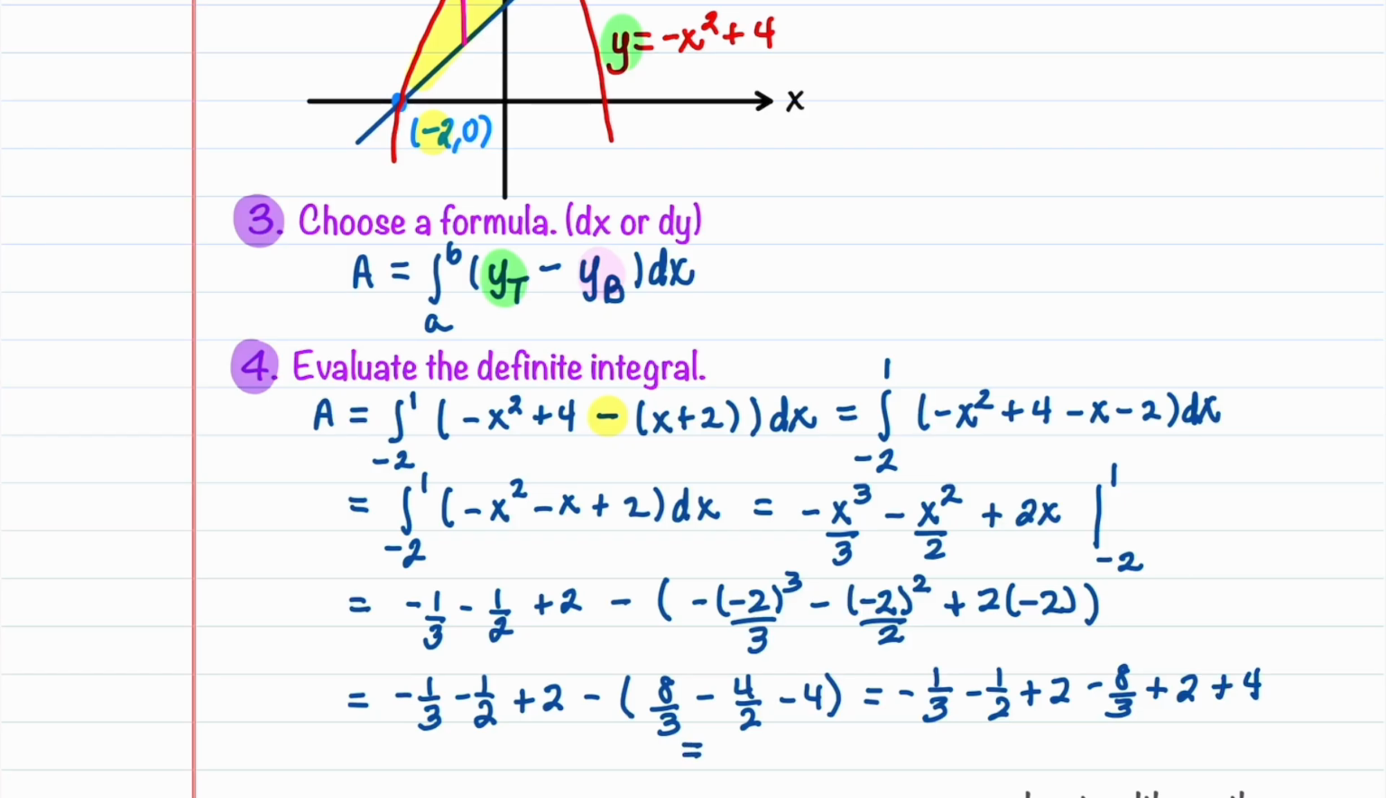This is 2 plus 2 plus 4. That gives us an 8. And then we have a minus 1/3 and a minus 8/3. That's minus 9/3, which is minus 3. And then we have minus 1/2. So this is 5 minus 1/2. And that gives us a value of 9/2. So the area between these two curves is equal to 9/2 or 4.5.